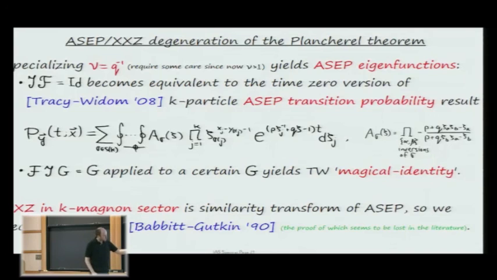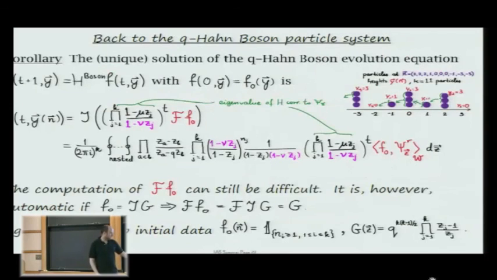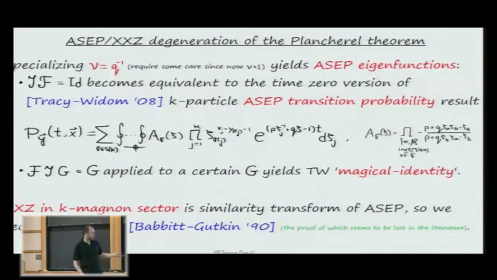Now there is a special function g, not very different from the one I showed here, I just didn't write it down, such that if you apply fj to g, of course you get back g. On the other hand, this jg is just a contour integral. You can evaluate that explicitly, and you end up with an infinite summation formula giving you a very concrete expression.